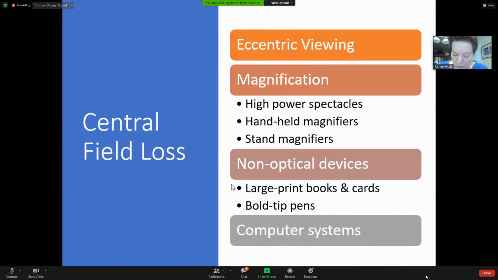Now, as a general rule, whenever you have a central field loss, which condition did we talk about that had loss of central vision? AMD. All right. Basically, these are the techniques that you teach these patients. Eccentric viewing, which means that they scan their environment, turning their head so that they can see what's going on.